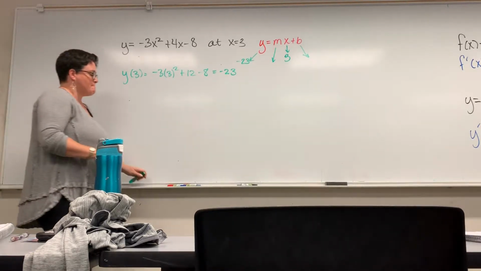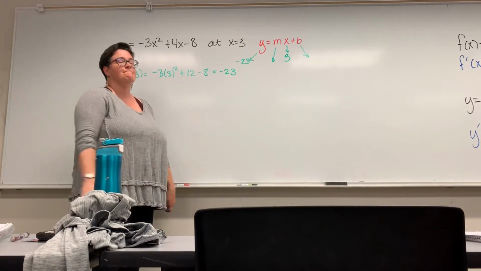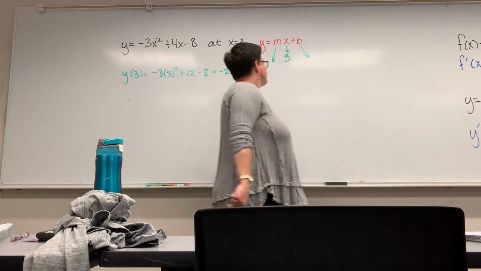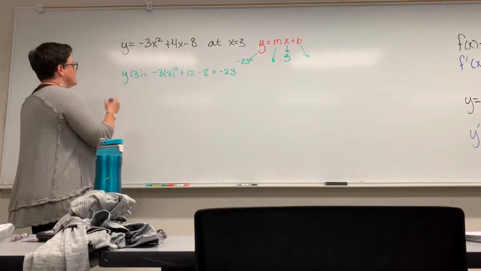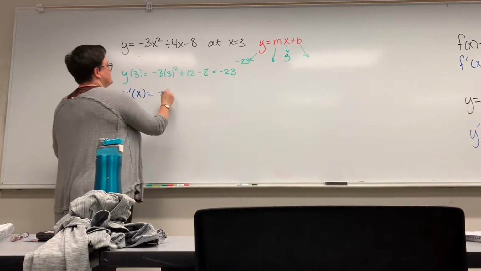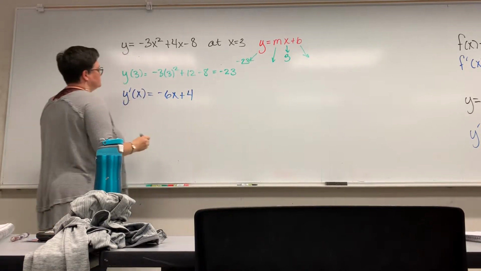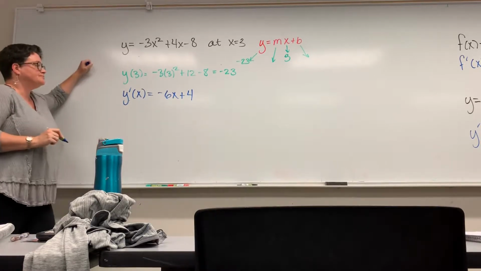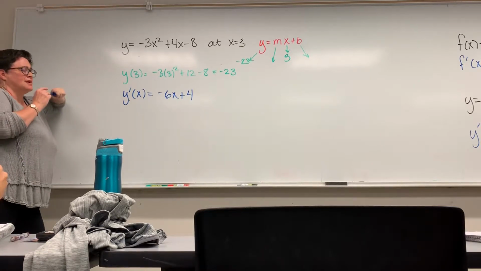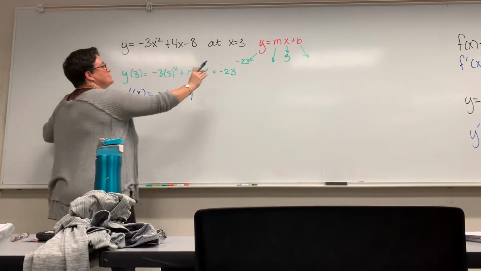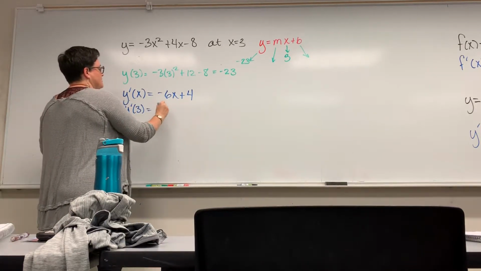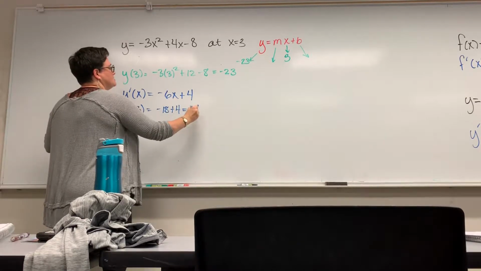Where do I go to get m? The derivative, using the derivative of the original. Yep. So y prime is going to be negative 6x plus 4. And now what do I do? Plug in 3. Yes, I want to know what the slope is at 3, at this specific point. So y prime at 3 gives me negative 18 plus 4, which gives me negative 14.